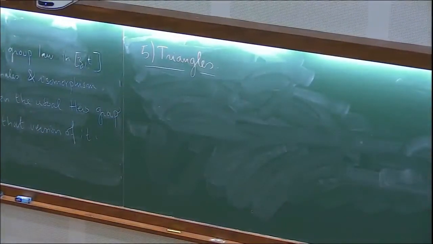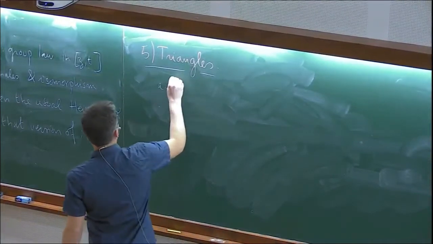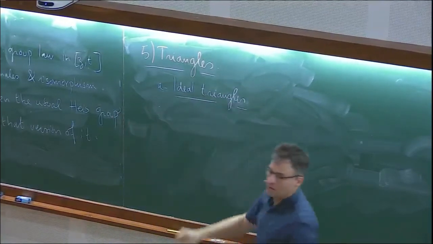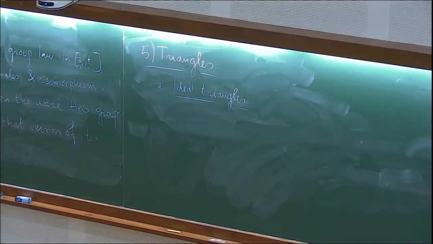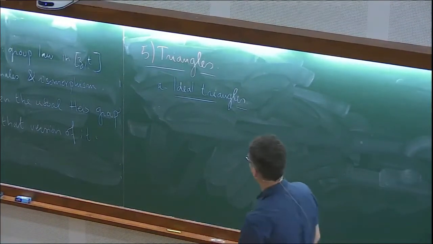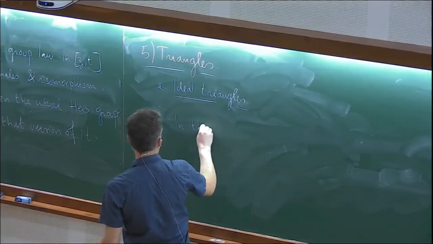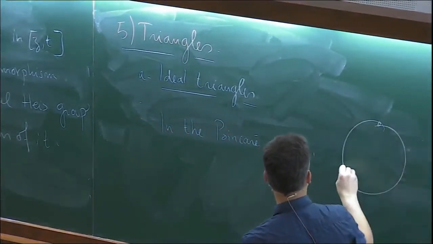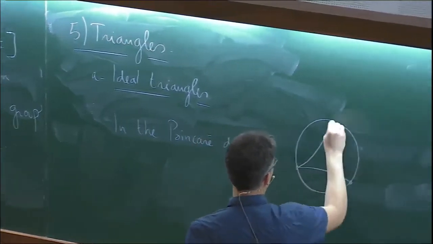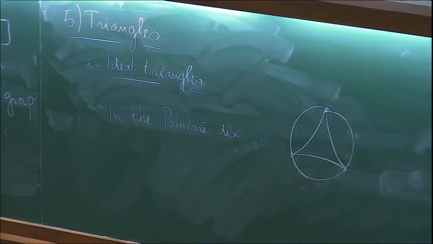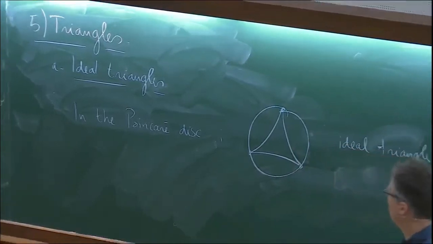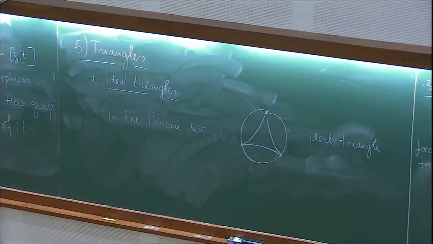Okay, and so I will begin with ideal triangles. If we first think of the usual Poincaré disk, an ideal triangle, well, you know what this is. This is just a triangle whose vertices are at infinity. Now, you know that there is exactly one such triangle. So this is an ideal triangle. I'm not making a formal definition, but I think that's okay, right?